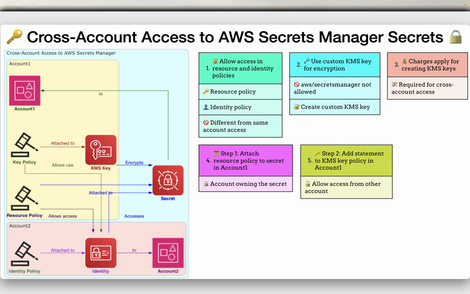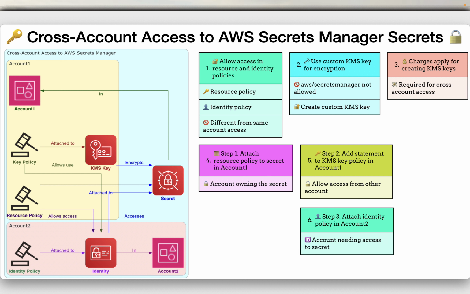Step 2, you add a statement to the KMS key policy in account 1. So we are still in account 1. Next you will need to add a statement to the key policy for the KMS key in account 1 to allow access from the other account. So basically you allow from which account it should be open. You are opening the door and saying this door, account 2, which is some account number, can enter.